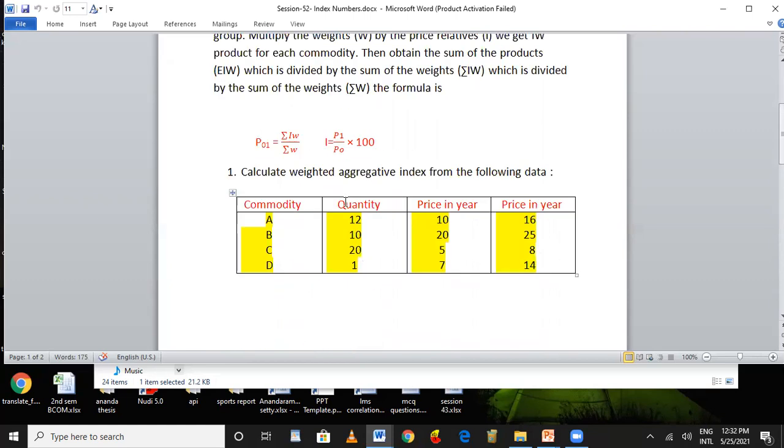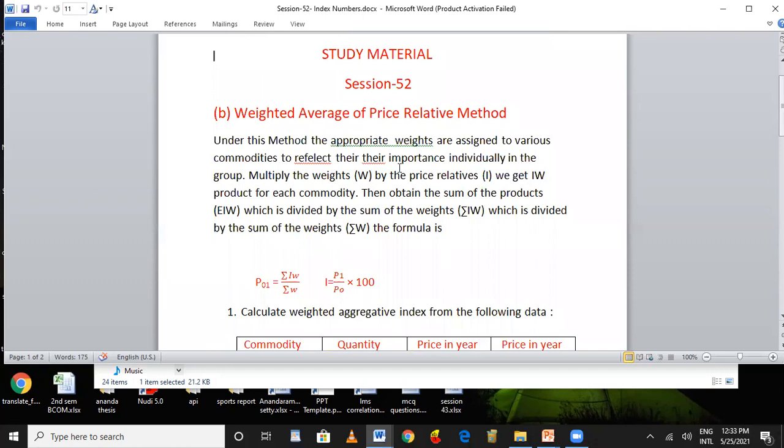to various commodities. Here they have been assigned the appropriate weights: A 12, B 10, C 20, D 1. For D only one unit has been purchased, whereas for C 20 units have been purchased. We have to give individual importance to A, B, C, D. On the basis of the individual importance, as the quantities are different, we divided the price relatives with the quantities so that we get the P01, that is the index number.